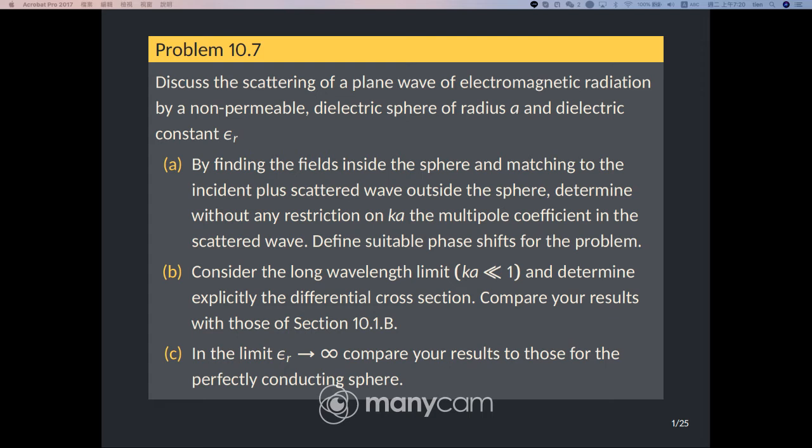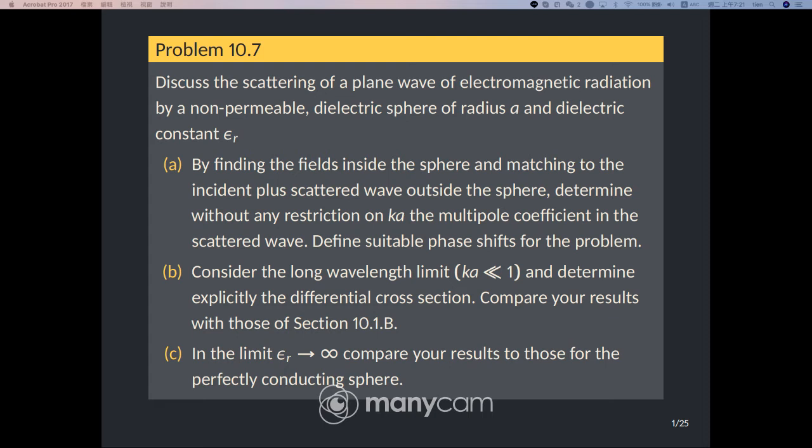For part A, by finding the field inside the sphere and matching to the incident plus scattered wave outside the sphere, determine, without any restriction on ka, the multipole coefficients in the scattered wave. Define a suitable phase shift for this problem.